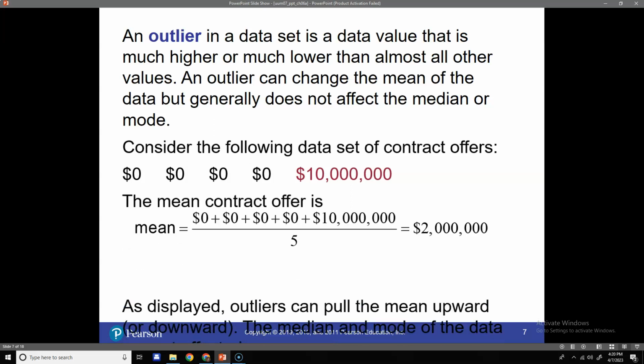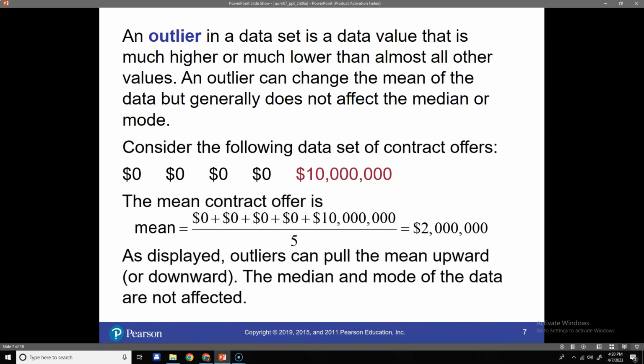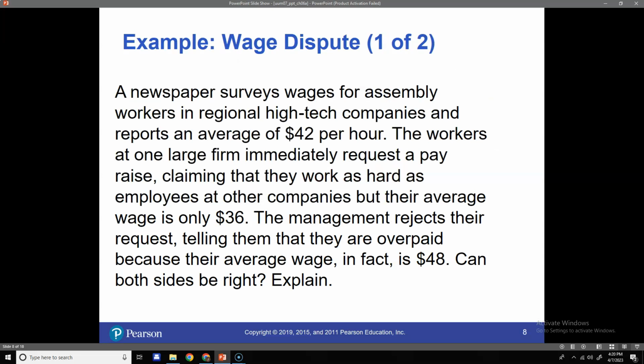So, mean 2 million. Usually outliers pull the mean in their direction. Since you have a really big value here, the mean is going to be pulled closer to it than the median will be. That's why we said earlier that the median is resistant to outliers, because the median there would have been 0.